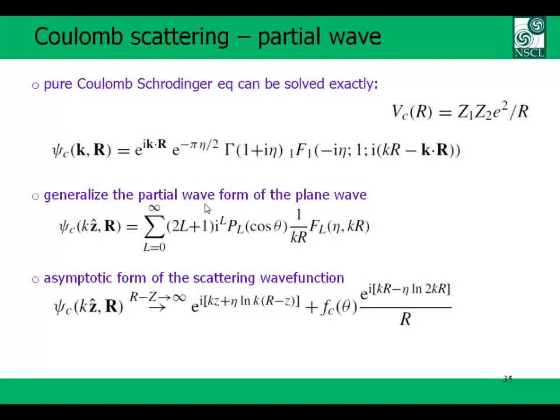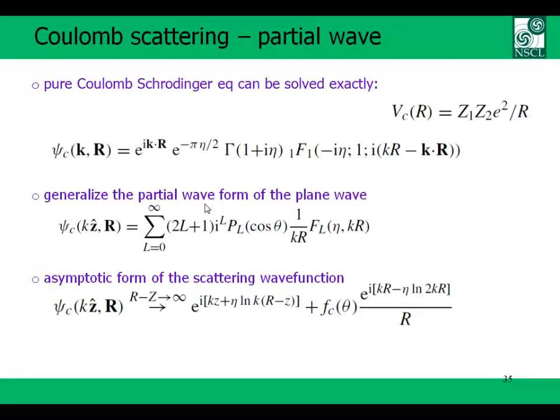So in the end, you can use this. You've generalized the asymptotic condition to take into account the fact that at large distances there is an additional dependence on radius in this phase. It's the long range of the Coulomb that is causing this.